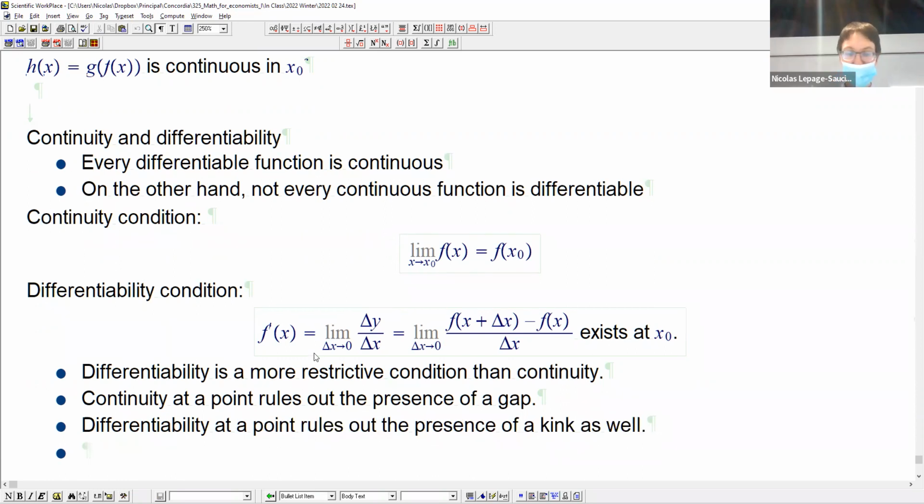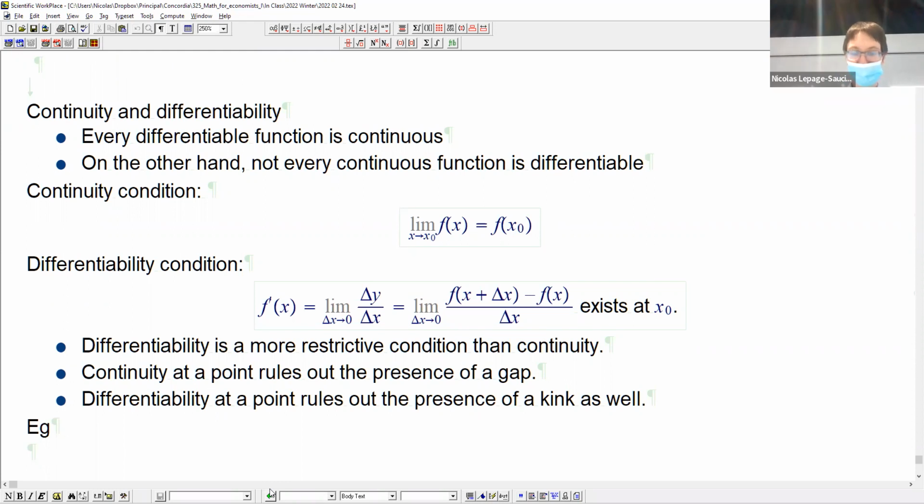So, example. My absolute values example. f of x equals the absolute value of x minus 2, plus 1. So what should I do with this? I have an absolute value.